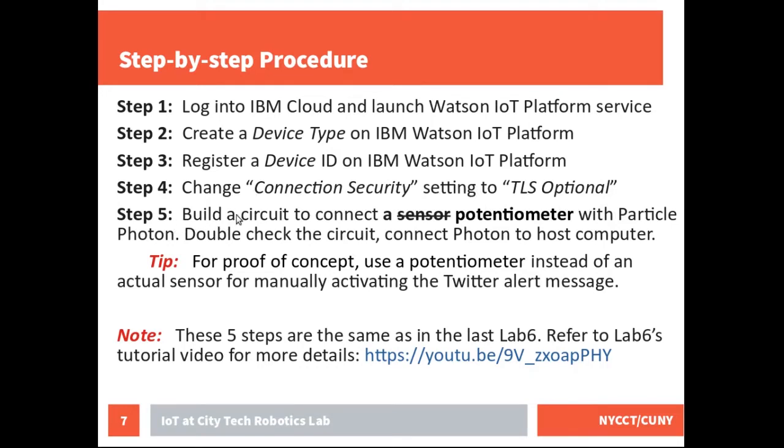Step 5. Build a circuit to connect a potentiometer with particle photon. Verify the circuit, connect photon to your host computer. I have a tip here. Use a potentiometer instead of an actual sensor for manually activating the Twitter alert message. If you just use an actual sensor, for example, a temperature sensor, you may not be able to activate the alert message because the reading will give you one fixed reading of your room temperature.